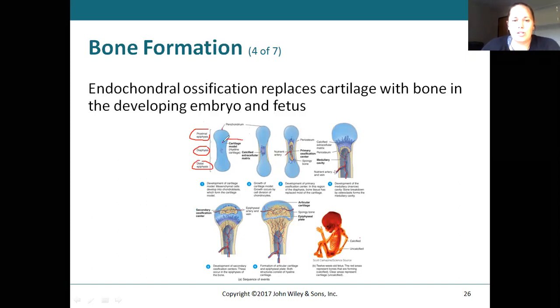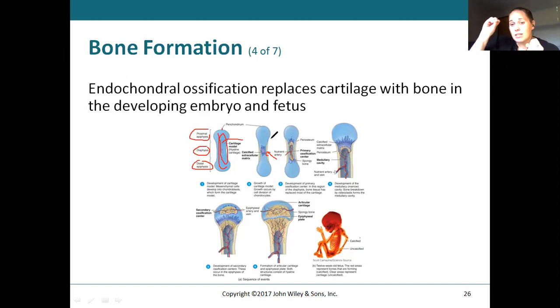So your cartilage is going to be your precursor that you can see here. This is composed of hyaline cartilage. That's the specific type of cartilage. And then what happens is you have this calcification that occurs from the center and then goes outward. So you have the calcified extracellular matrix in the center of the diaphysis, and then you're slowly going to have the expansion of that calcification occur through the diaphysis and expand closer to the metaphysis.